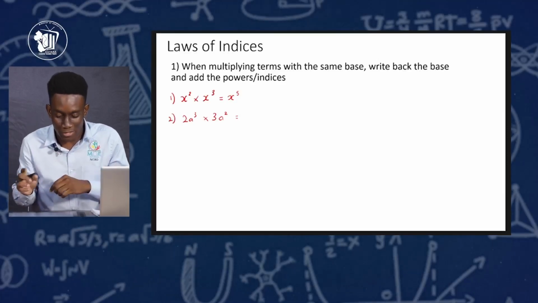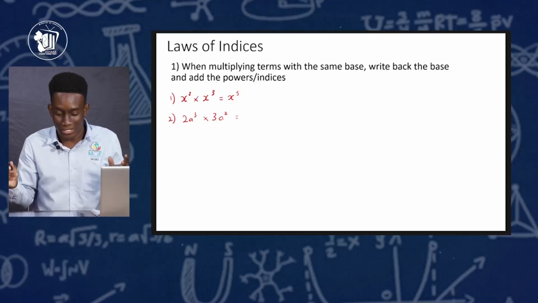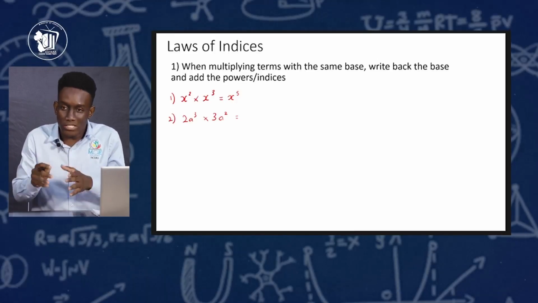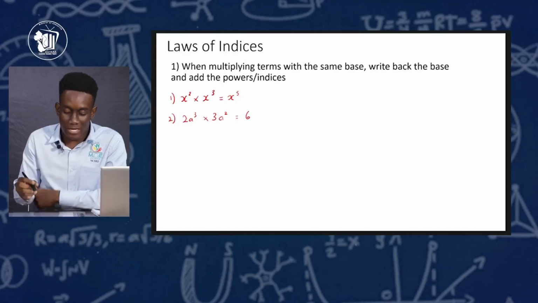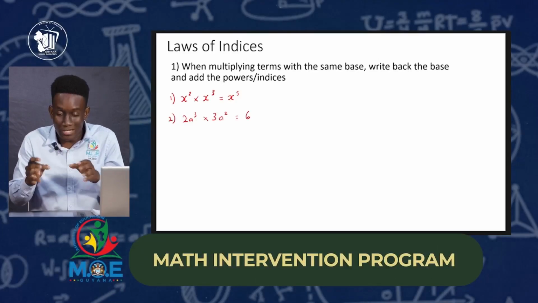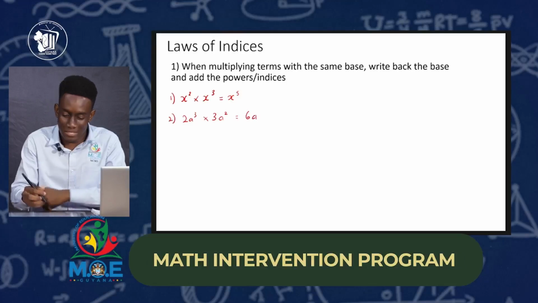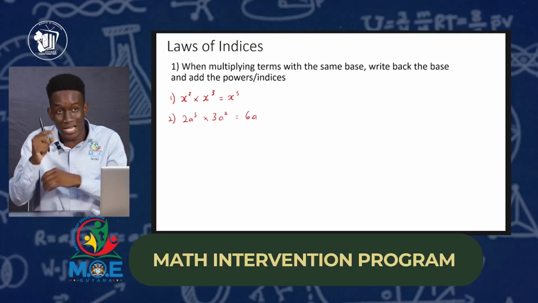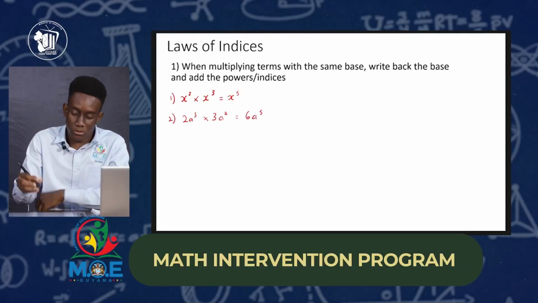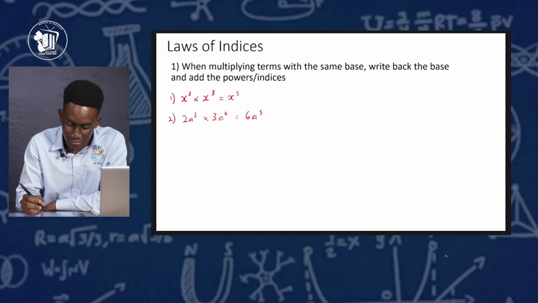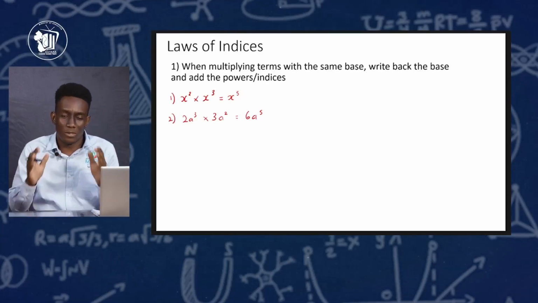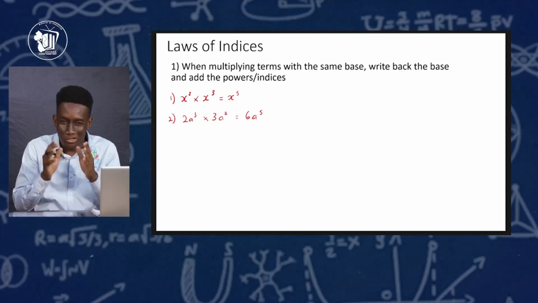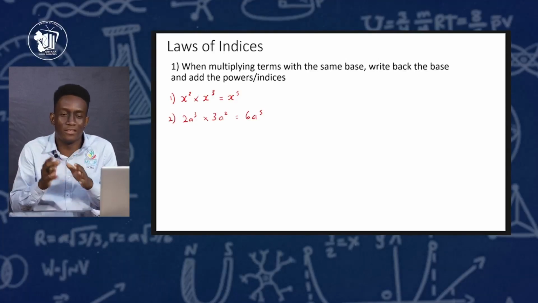So we have 2a raised to the third power multiplied by 3a squared. The first thing is to multiply 2 by 3. 2 times 3 would give you 6. And then a to the third and a to the second, the bases are the same, so we put back the base and we add the powers. 3 plus 2 would give you 5. So when we have terms with numbers and we are multiplying, we have to ensure we multiply the numbers first and then the variables.